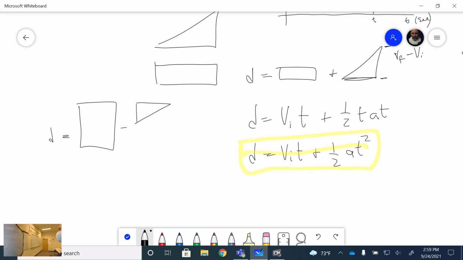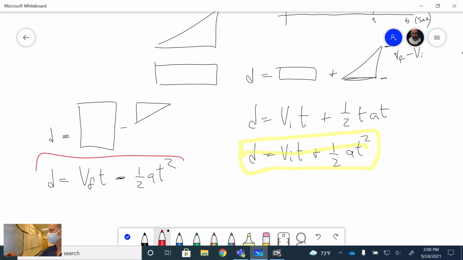We had both of these written down in our notes from last time. So D is equal to what's the big rectangle? V final times T. And here's the sneaky thing: that top triangle and this top triangle, they're the same thing. Minus 1/2 AT squared. Boom.